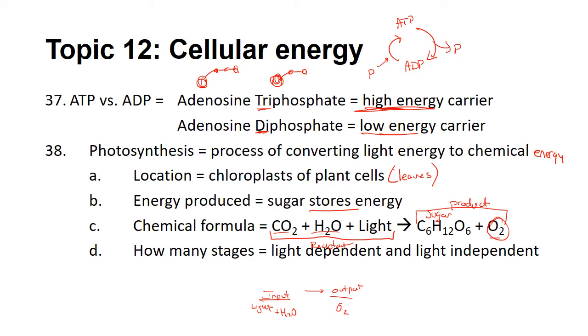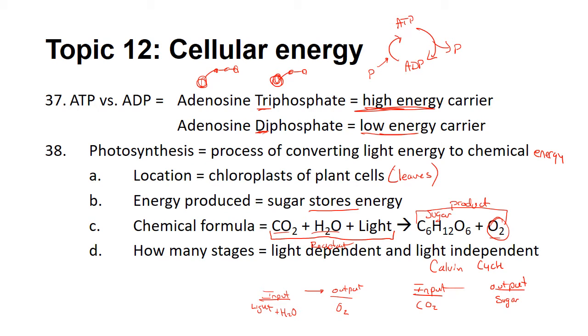When we look at light-independent reactions, they sometimes have a cool name. It's called the Calvin cycle. And their input and output is different as well. The input for the Calvin cycle is going to be CO2, and what that's going to output is going to be sugar. I'm not going to write out the formula.